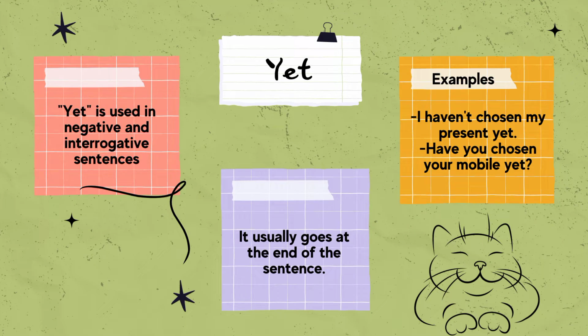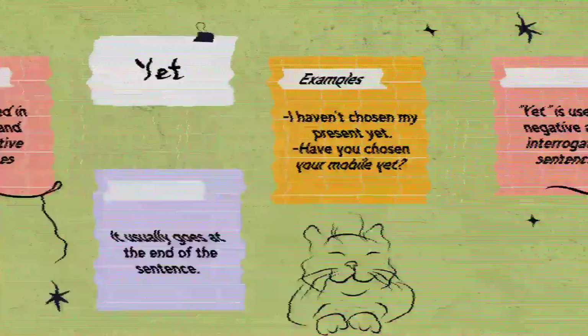Next, we have yet. Yet is used in negative and interrogative sentences. It usually goes at the end of the sentence. Example: I haven't chosen my present yet. Have you chosen your mobile yet?